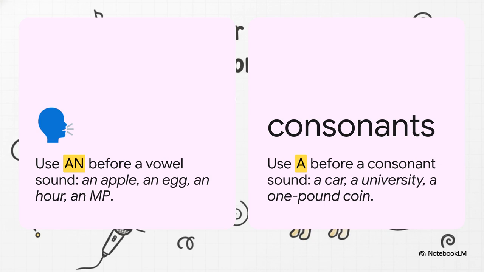Now look at the right. We use a for consonant sounds. And here are the words that break the old rule. A university starts with a U sound. That U is a consonant sound. And a one-pound coin starts with a W sound. See? It's all about what you hear.